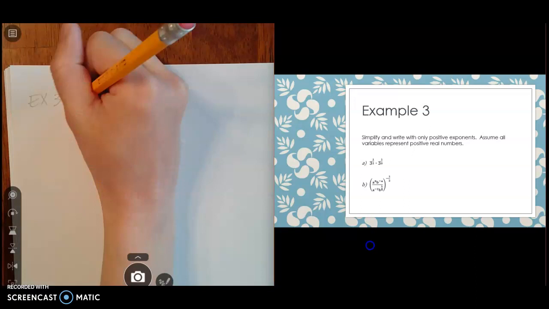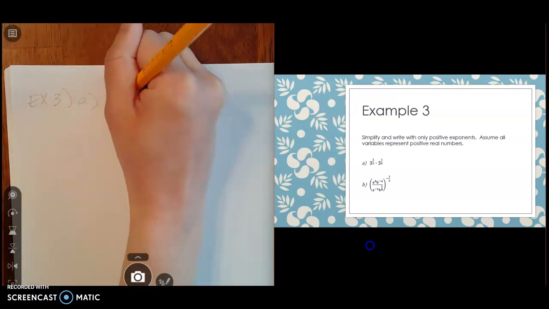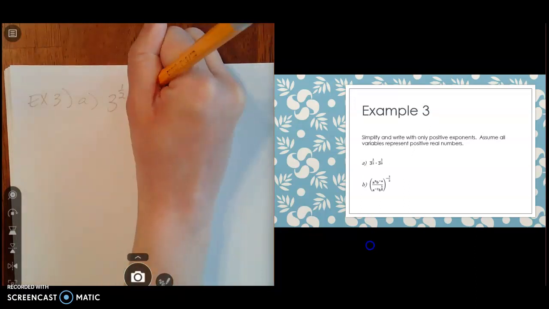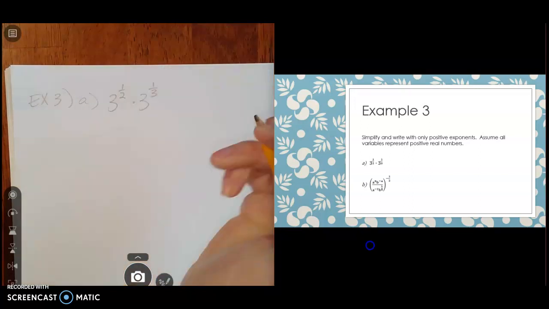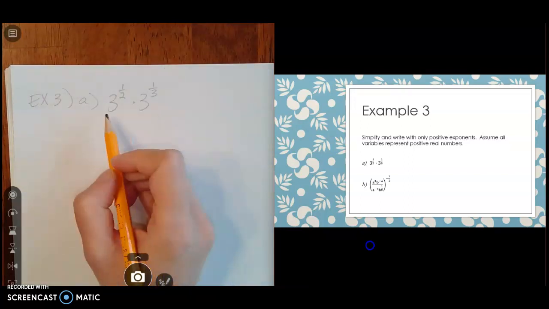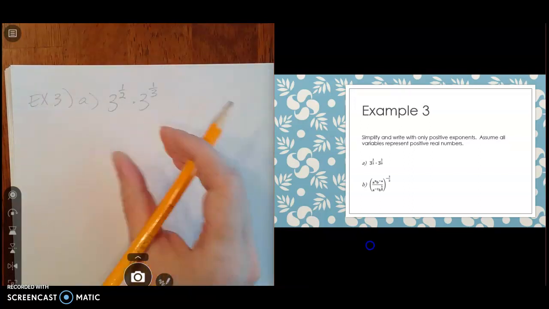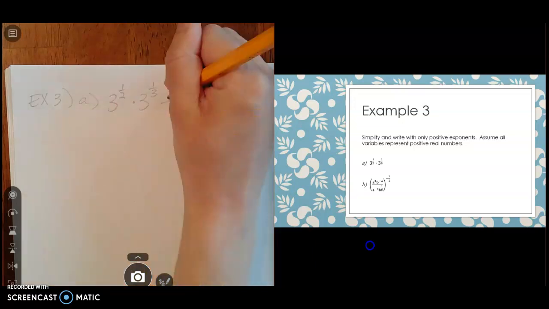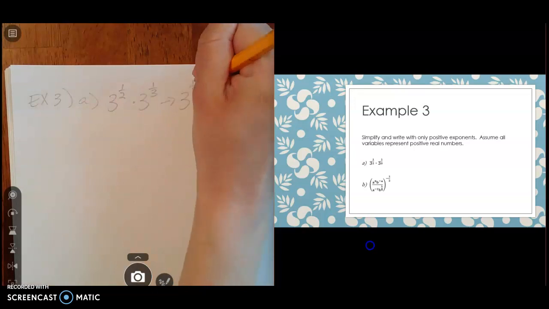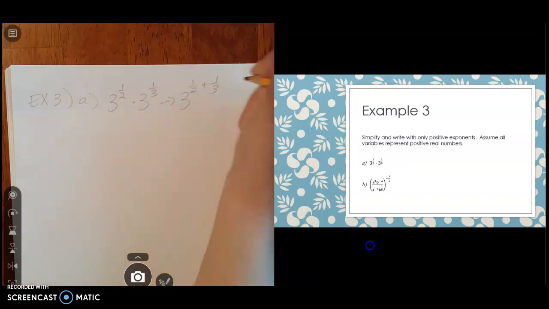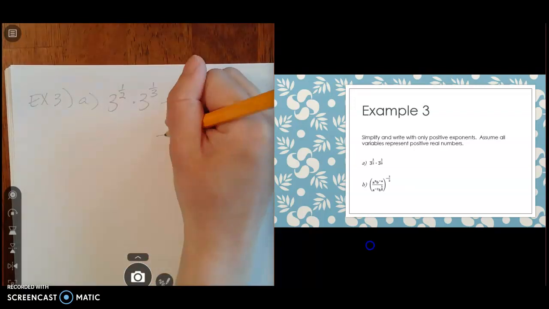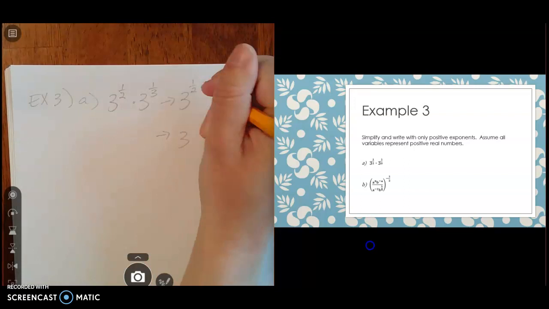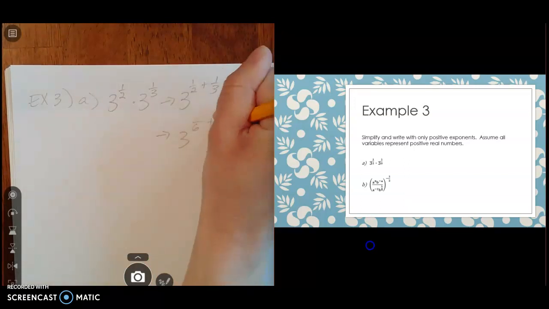The first one in part A is 3 to the 1/2 power times 3 to the 1/3 power. So we've got the same base and they're multiplied together. So with our exponent rules, we know that that means that I should be adding my exponents, okay? So that'll be 3 to the 1/2 plus 1/3. So we're going to add our exponents together. And yes, that involves adding fractions. So if you're adding fractions, you do need a least common denominator. With 2 and 3, our least common denominator would be 6.